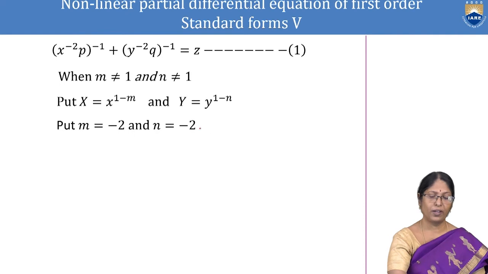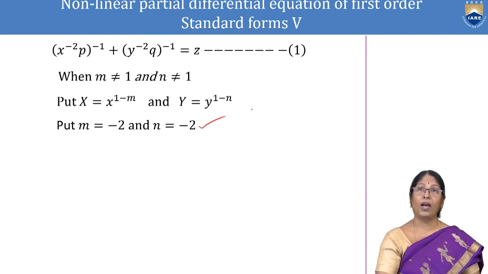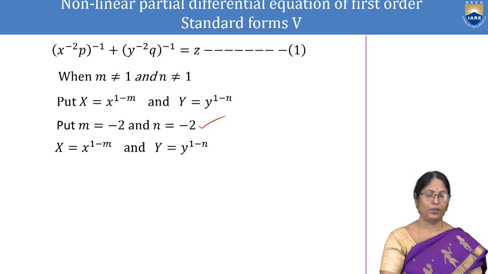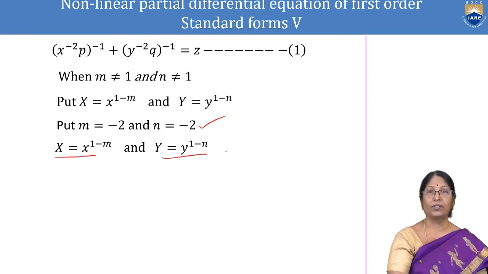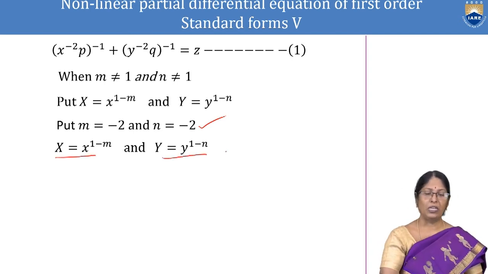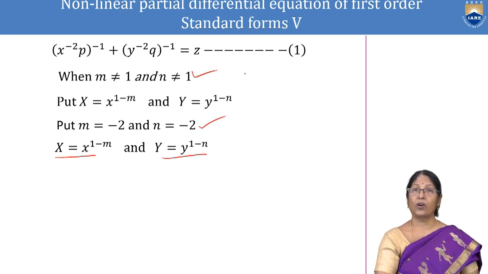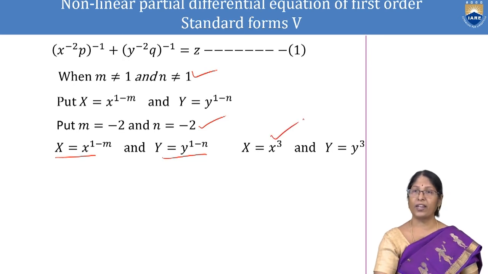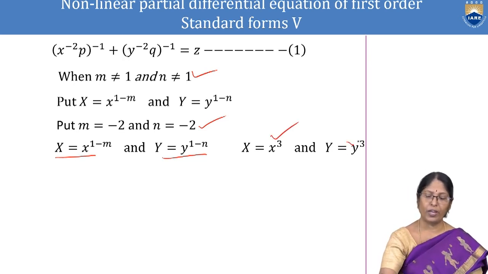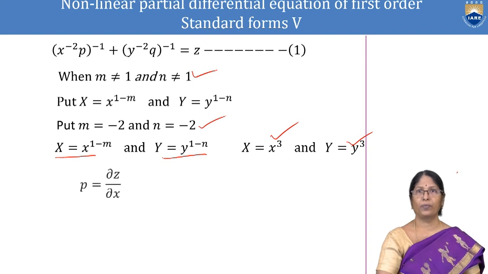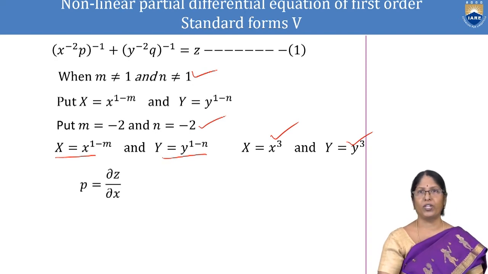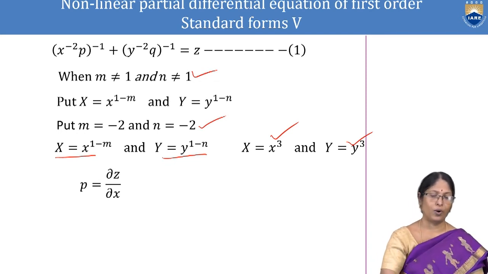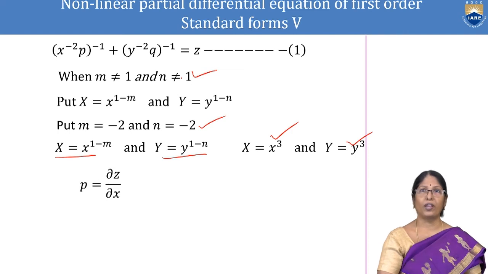So we can notice it here: m equal to minus 2 and n equal to minus 2. This is the step to be followed if m and n are not equal to 1. So capital X equal to x cube, capital Y equal to y cube. Now how to proceed? These are the steps to be followed for the case m is not equal to 1 and n is not equal to 1.